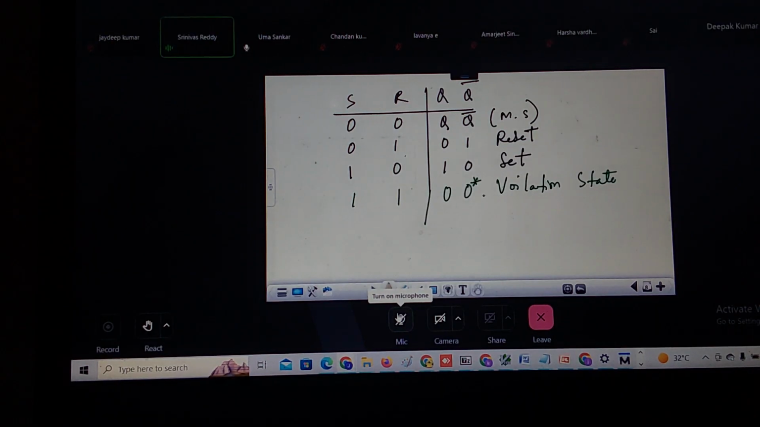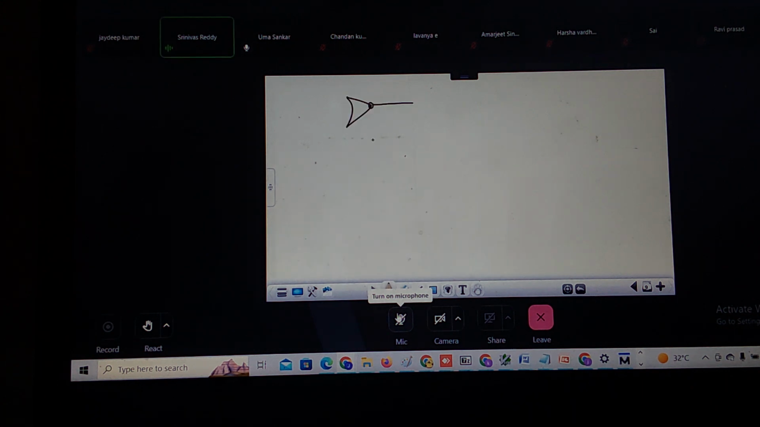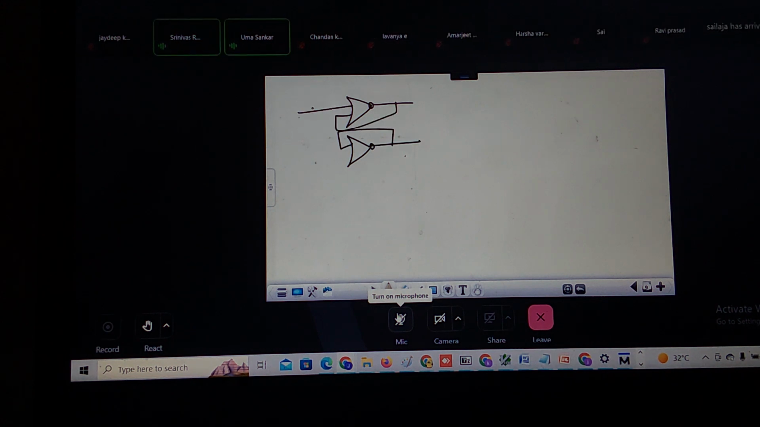Usually we call this a violation, because if Q is 0, Q bar becomes 1 as per the rule, but it is violating the rule. Correct. When do I get the violation in my NOR latch? When I put S is equal to 1 and R is equal to 1, I get Q is equal to 0 and Q bar is also 0.